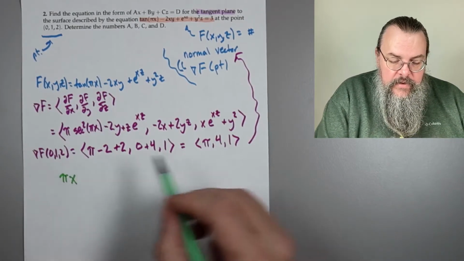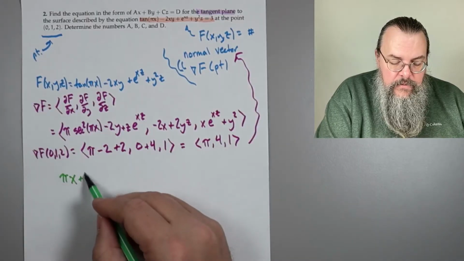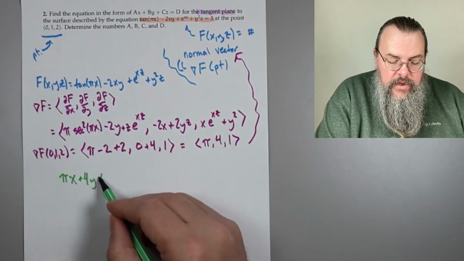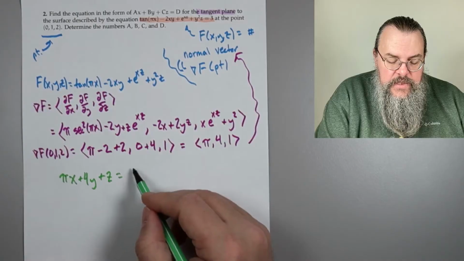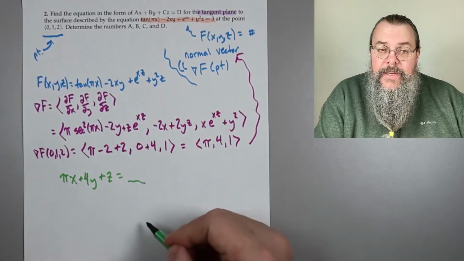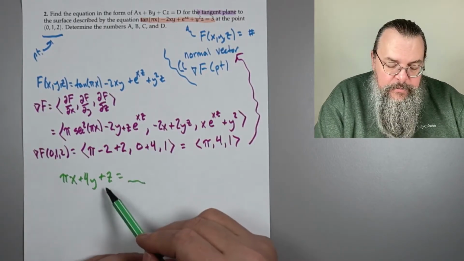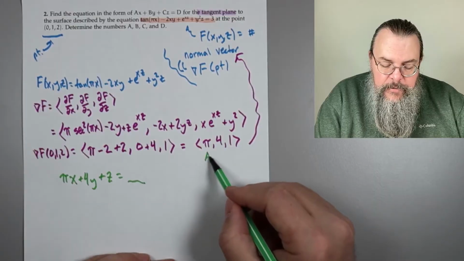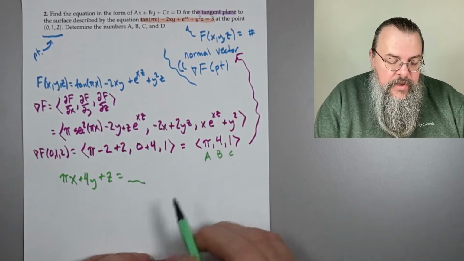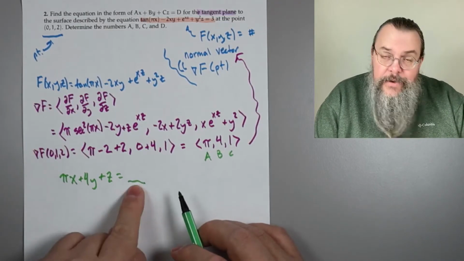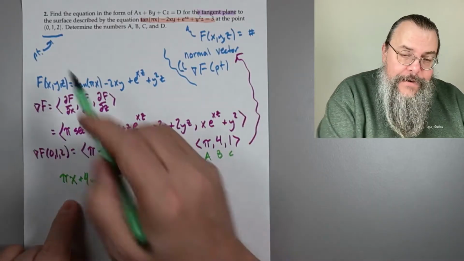Pi x plus 4y plus z equals something. And now, where did these numbers come from? Pi, 4, 1? Well, they came from here. This is a, b, c. Now, how do we figure out what goes there? Well, we have our point.